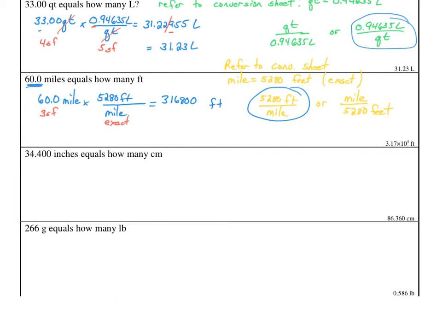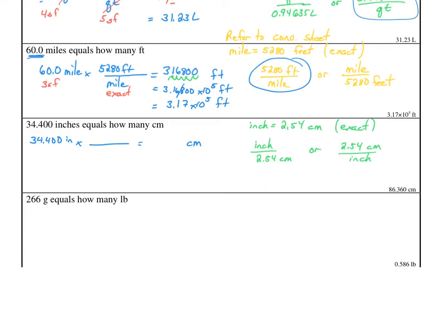We need to write this answer in scientific notation. We note that we're going to have to move the decimal point 5 spaces, and therefore our exponent is going to be 5. This number is greater than 1, so it's a positive 5. Now we'll write our coefficient such that it only has 3 Sig Figs. So we're going to have to round up. Our final answer is 3.17 times 10 to the 5th feet.